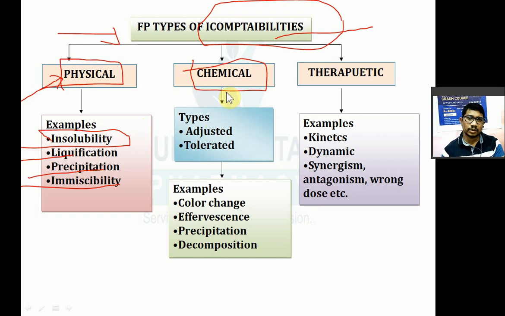There are two types of chemical incompatibility. First one is the adjusted type, and second one is the tolerated type. So adjusted means what? If there is some kind of chemical incompatibility, you have to adjust, you have to add a third substance to recover that incompatibility. That is known as adjusted. Tolerated मतलब क्या? कि आपको दिख रहा है कि there is incompatibility, but that will not affect therapeutic value. So it is okay. So examples of chemical incompatibility: color change, then effervescence, then precipitation, then decomposition. These are the types of chemical incompatibility.